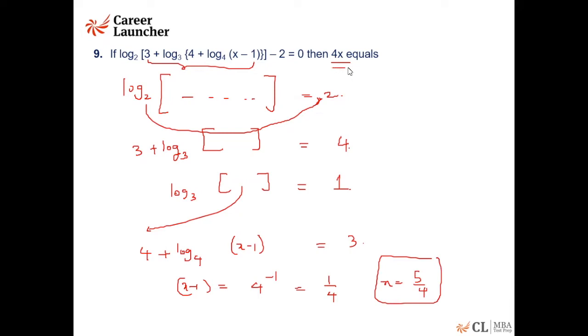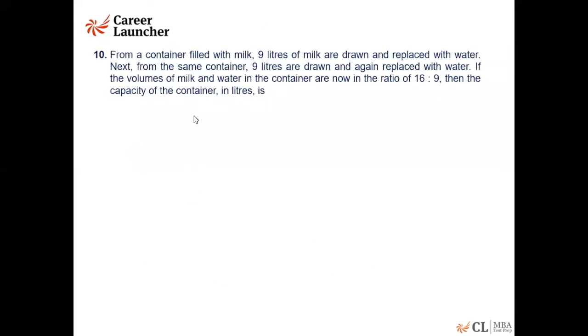And what is it that we want to find? We want to find out 4x. So since x is equal to 5 by 4, 4x must be equal to 5. So the answer to this question is 5. This question is straight from any of the standard books that you will find, right? Any standard exercise. We have done this so many times in the class.